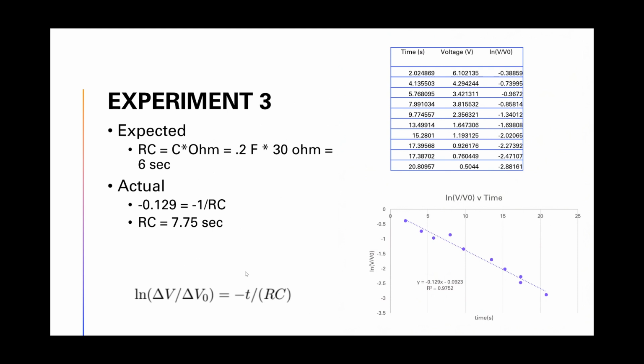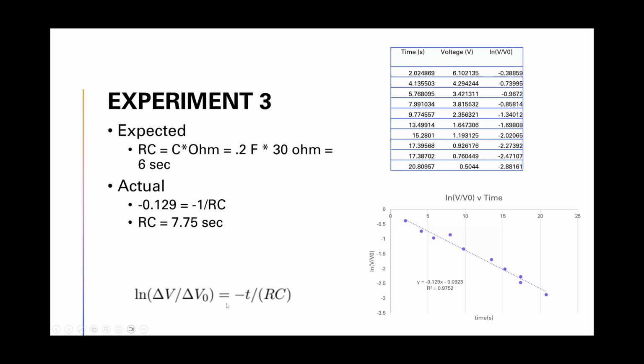Experiment 3, we set up a smaller circuit with a battery and a 47 ohm resistor, and then we'll measure time over voltage across that circuit and plot it on a graph to get our RC. And we calculate it to be resistance times capacitance, which is 0.2 times 30 ohms, to get a predicted value of 6 seconds. And we actually plot this graph using this equation down here.